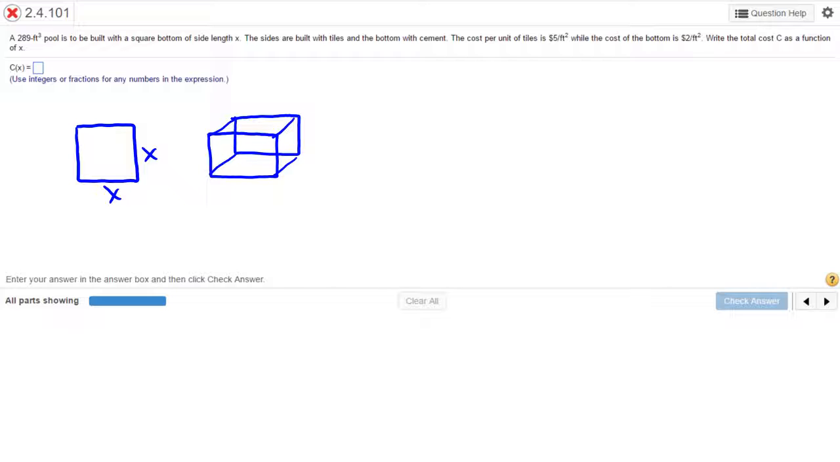So it looks like we have that bottom that's x, then we have the x, and then we have h, because that's the side of the pool, that's the height of the pool that's going to be there.